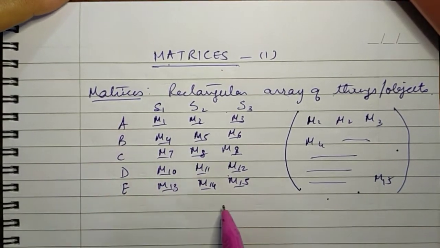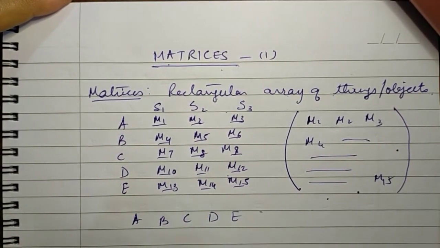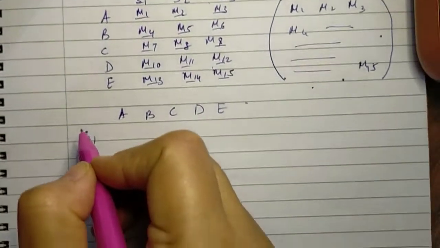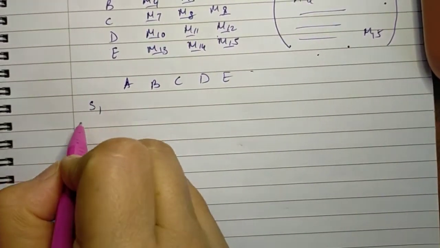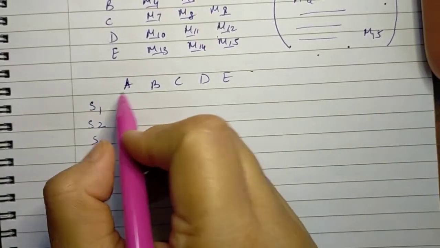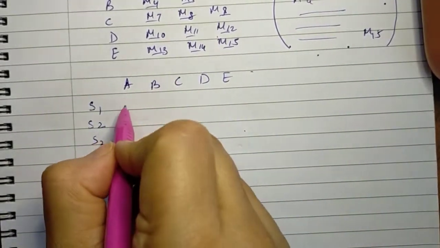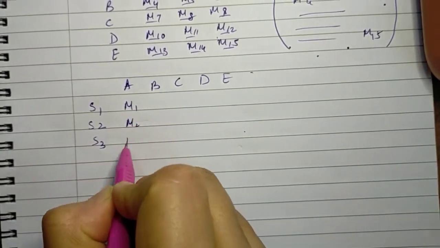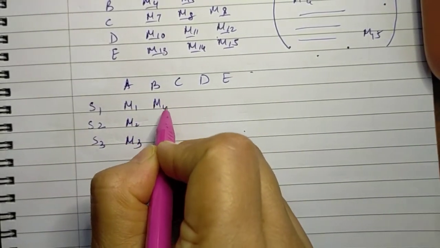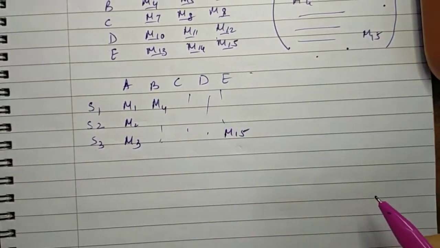In the same way, instead of doing this, we could write the names of the people here and the subjects in which the marks are being discussed can be written here. And so it will have 3 rows and 5 columns, and we could get the marks as M1, M2, M3, M4 and going in this manner, and towards the end M15.